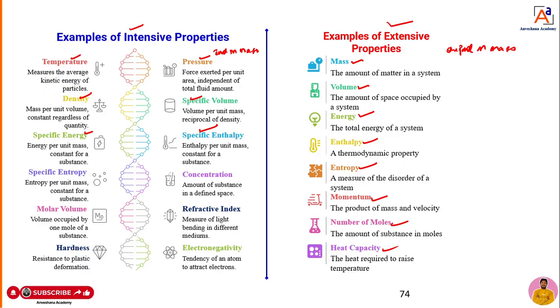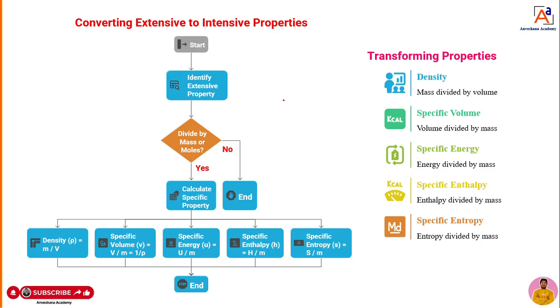Whether you change the mass or not, the properties remain the same in the system. They are not at all dependent on the mass. Fine. Now, dear students, hope you understood. Then we can convert an extensive property into an intensive property also. These all are intensive properties. They are not at all dependent on the mass. That I already discussed, dear students.